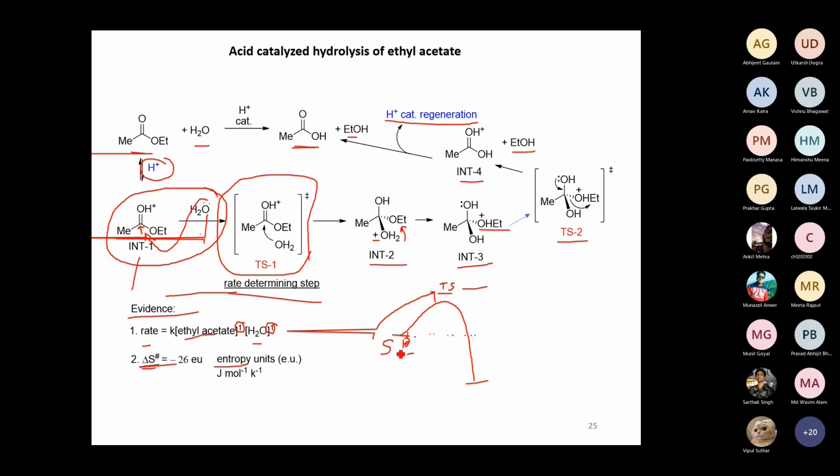If there are two molecules of starting material coming closer and forming one molecule in the transition state, that's why entropy is decreasing. And that is the case here. You can see in the starting material, water and ethyl acetate are there. There are two molecules. They have more randomness, more entropy. But in the transition state, water is coming closer and attacking the carbonyl carbon, giving a single molecule in the transition state.